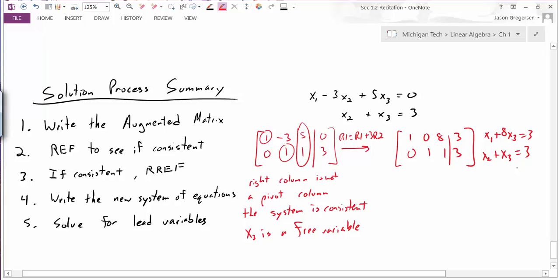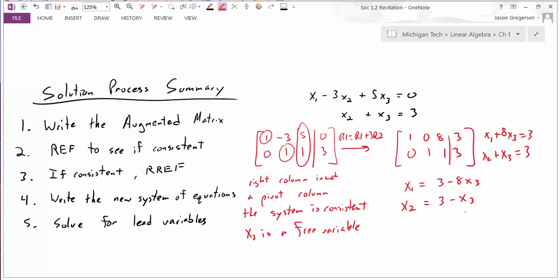Now I want to write out my solution as x1 equals something, x2 equals something, and x3 equals something. That's how I like to see my solution. When I solve that first equation for x1, I see x1 equals 3 minus x3. I solve the second equation for x2. x2 equals 3 minus x3. I know I can solve that first equation for x1, and I know I can solve that second one for x2 because those are my pivot positions. Those are the leading entries. But now there is no third one. x3 is a free variable. So x3, what does that equal to? Well, it's just a free variable.